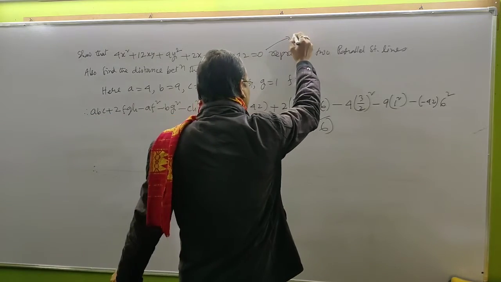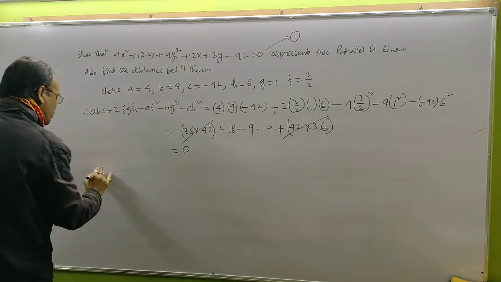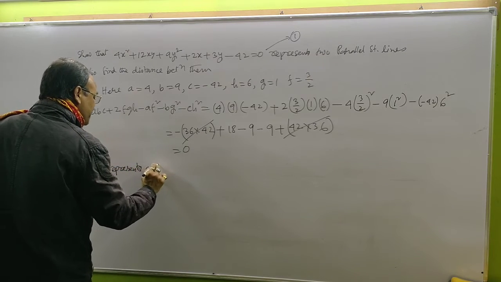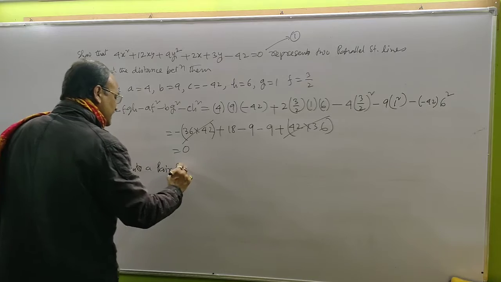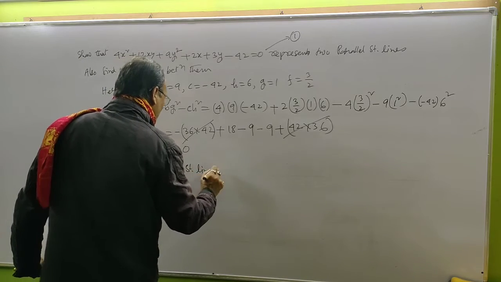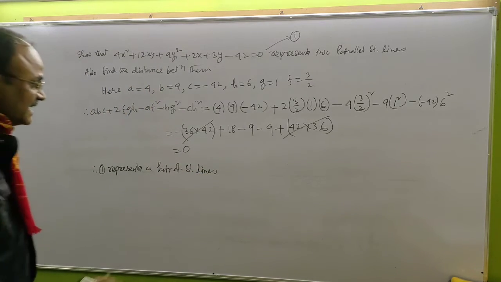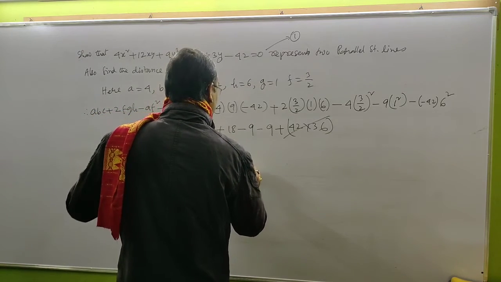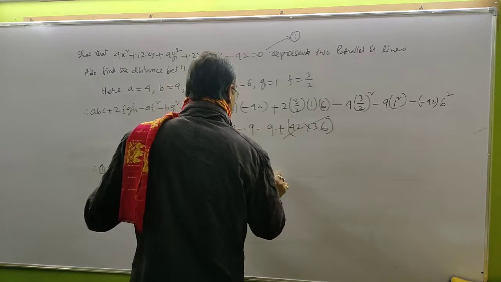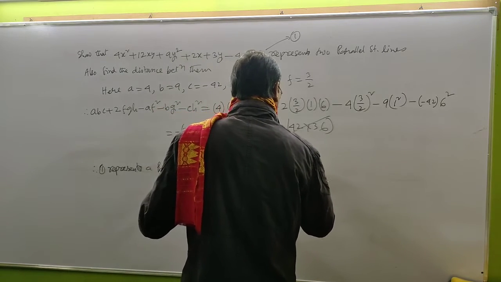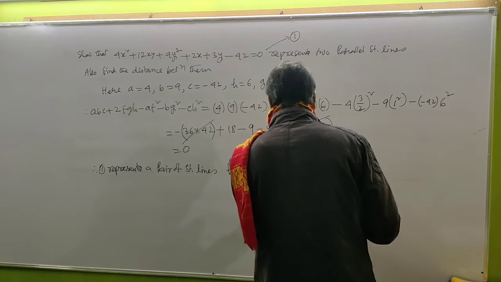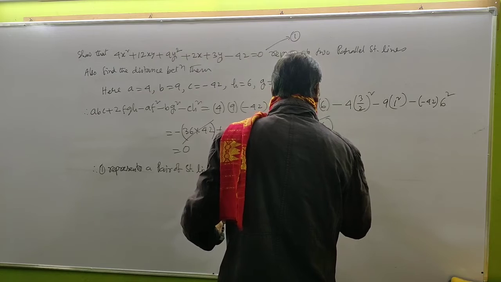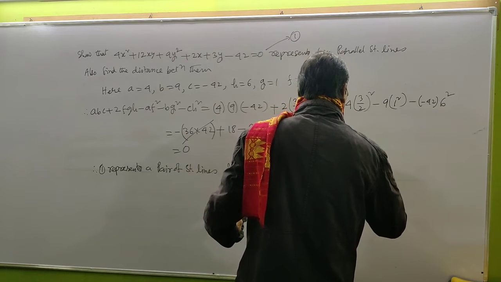Suppose this is 1. Therefore, 1 represents a pair of straight lines. Now, you see, h square is equal to 6 square equal to 36. AB equal to 4 into 9 equal to 36. Therefore, h square equal to AB.